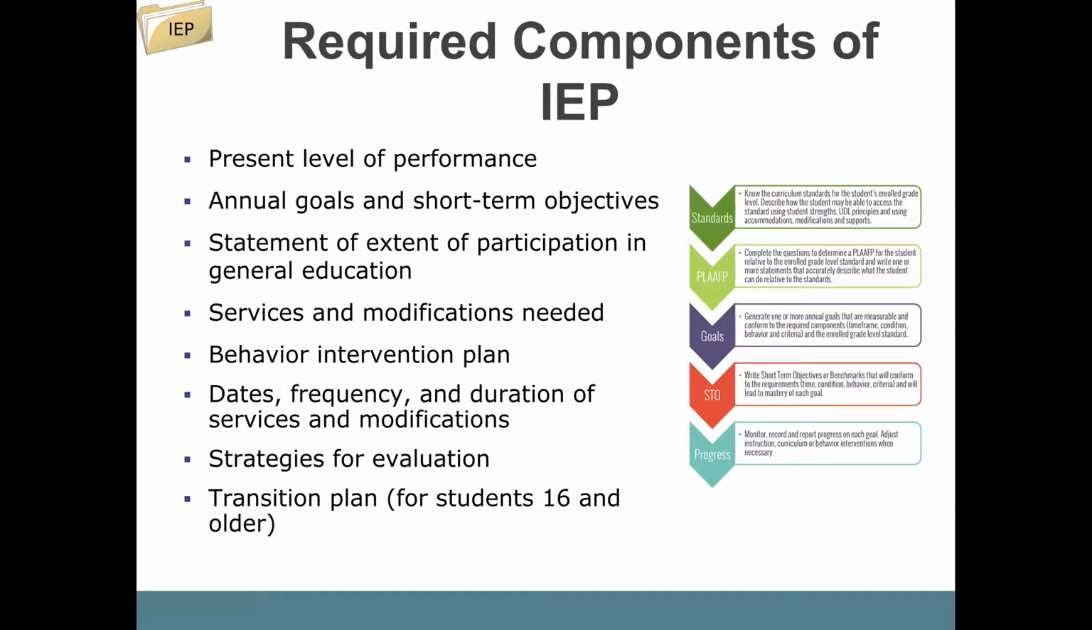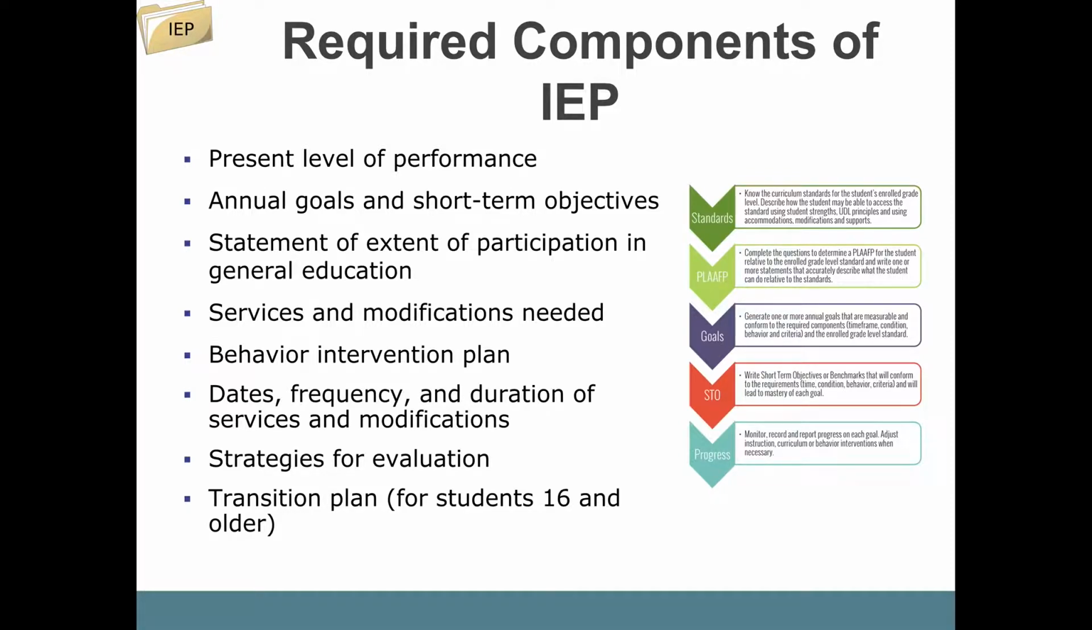The second piece is the annual goals and short term objectives. So, having measurable annual goals is super critical, and the measurable part is very important. We'll talk more about how to establish measurable goals as we go throughout this module. But essentially, after the team develops the PLAAFP statement, you'll also develop the students' measurable annual goals. And this includes measurable goals for both functional and academic skills.